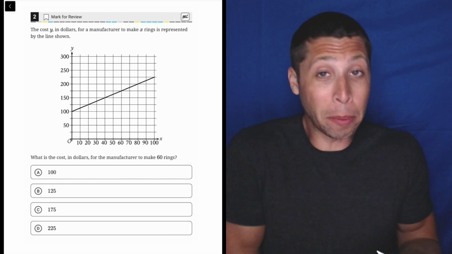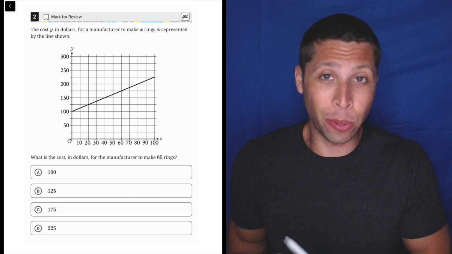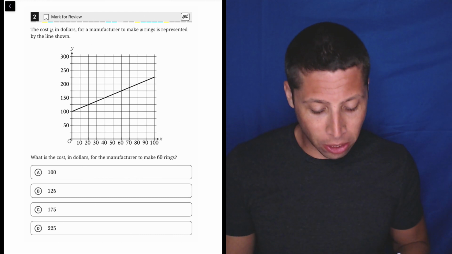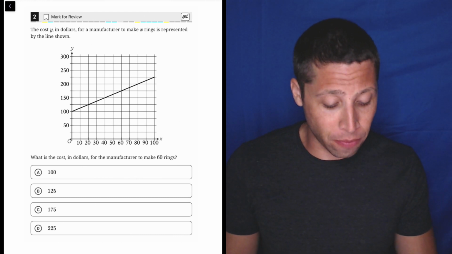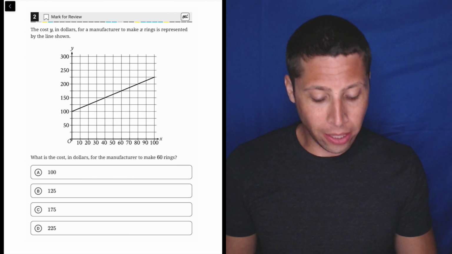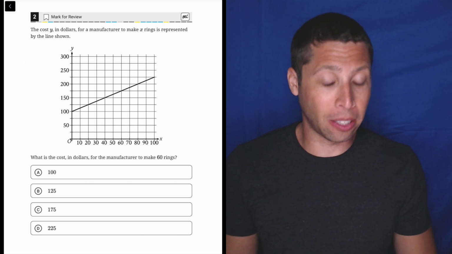All right, for this question, we get a little bit of a story, but it mostly doesn't matter. This is really just about reading a graph. What is the cost in dollars for the manufacturer to make 60 rings? Well, it's pretty much impossible to get this wrong.